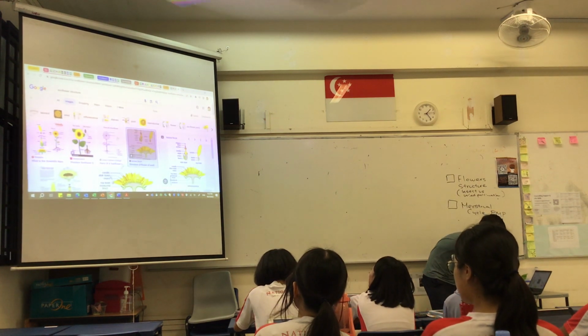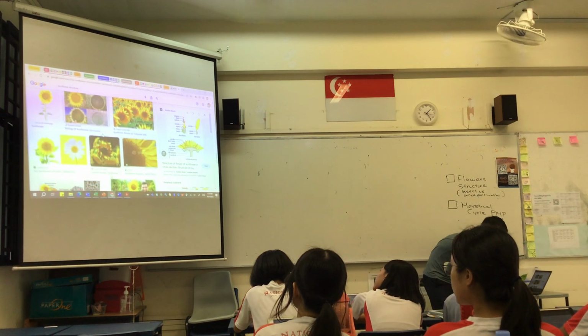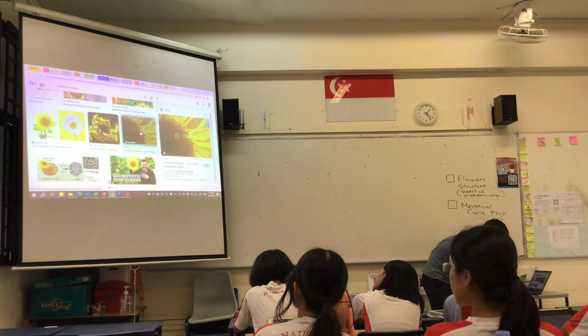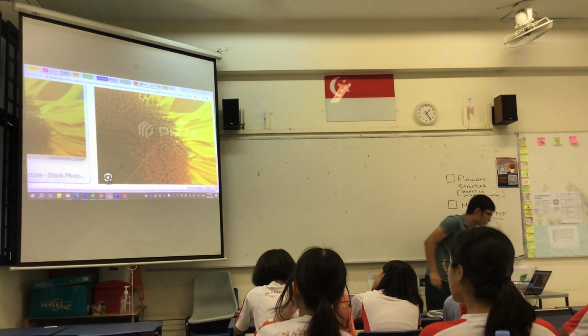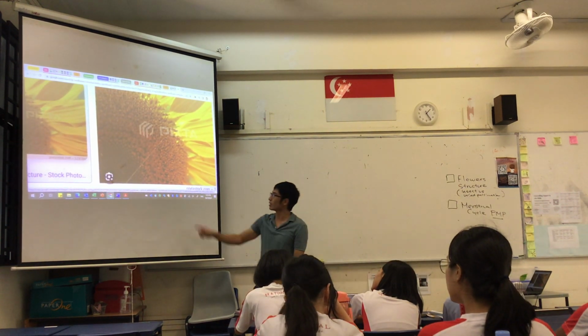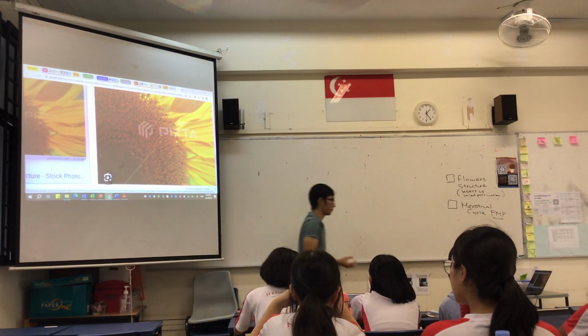Where's the legit one? So if we zoom up close, okay, look at over here. Look up close next time. Where are the flowers of the sunflower? Here, all these tiny structures, those are the flowers. Really small.